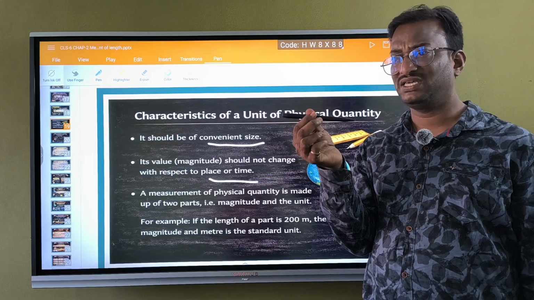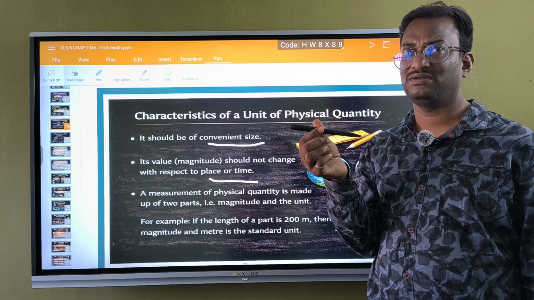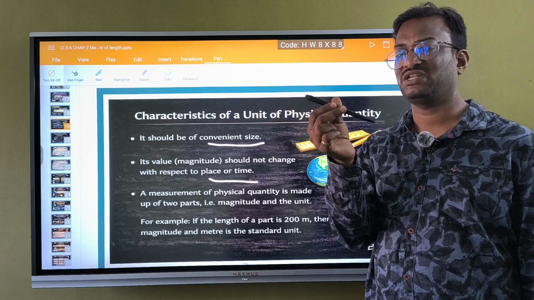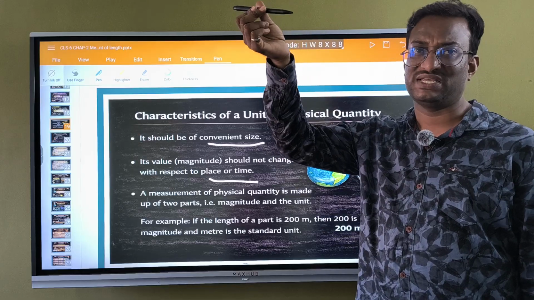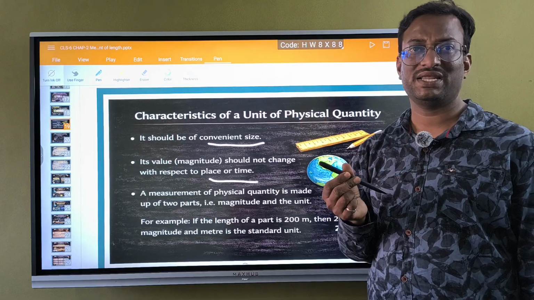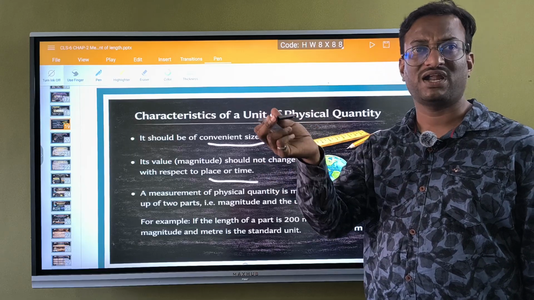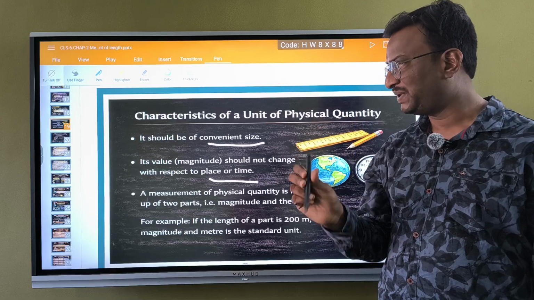Suppose you measure the length here, where I am, and it is around 15 centimeters. If you measure in another place, in another country like America, this length should be 15 centimeters only.